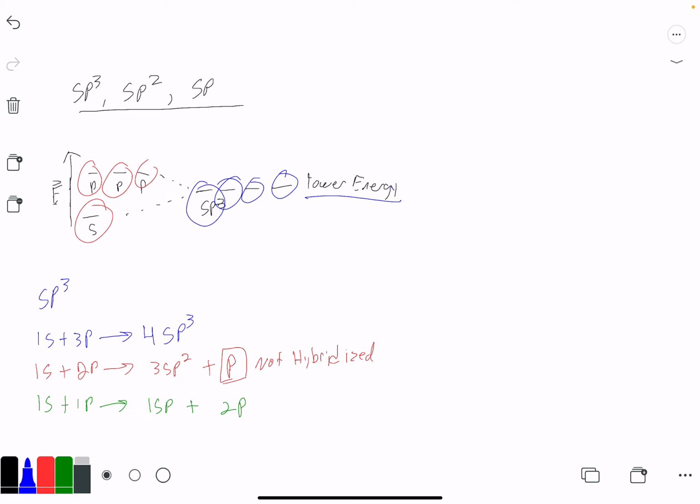Now, notice that in all these cases, 1 s and 3 p's equals 4. So that's our 4 we originally started with. Here we have 2 p's and an s, that's 3, plus a p, that's 4. So that's our 4 we started with again. And then on the sp orbitals, we have 1 s and 1 p, and then 2 p orbitals. So that again equals 4. So we know that this is correct.